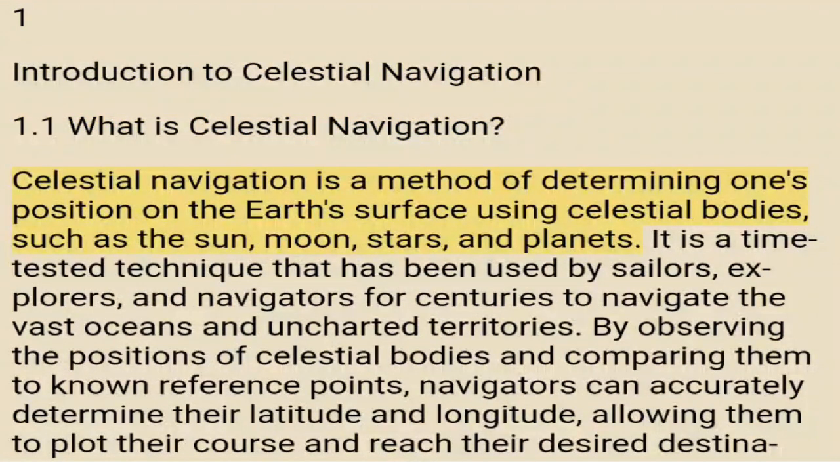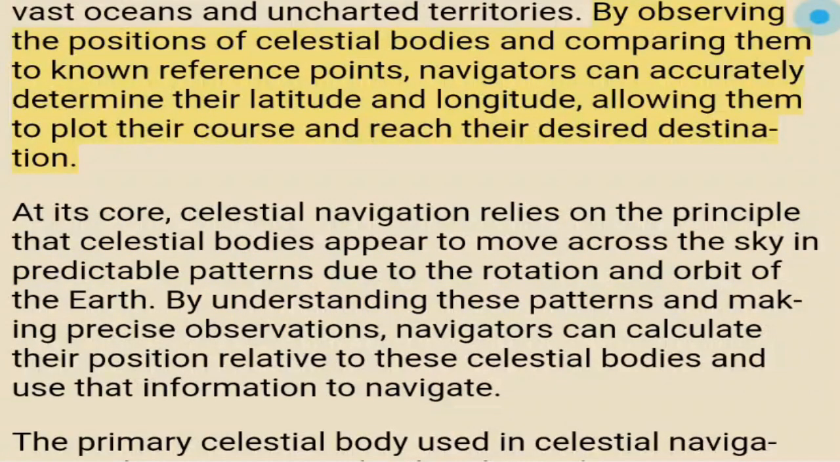Celestial navigation is a method of determining one's position on the Earth's surface using celestial bodies, such as the Sun, Moon, stars, and planets. It is a time-tested technique that has been used by sailors, explorers, and navigators for centuries to navigate the vast oceans and uncharted territories. By observing the positions of celestial bodies and comparing them to known reference points, navigators can accurately determine their latitude and longitude, allowing them to plot their course and reach their desired destination.